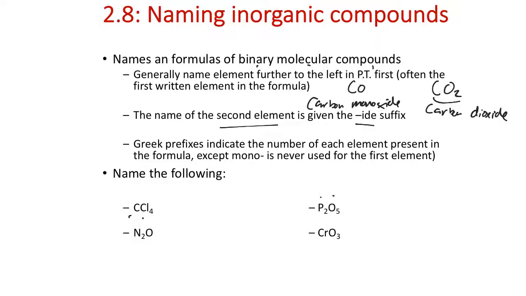We use Greek prefixes all the way up to 10. That's penta, hexa, hepta, octa, nona, which is maybe the weird one for 9, and 10 being deca. So the name here would be like carbon tetrachloride. One of the keys is using the ide ending.